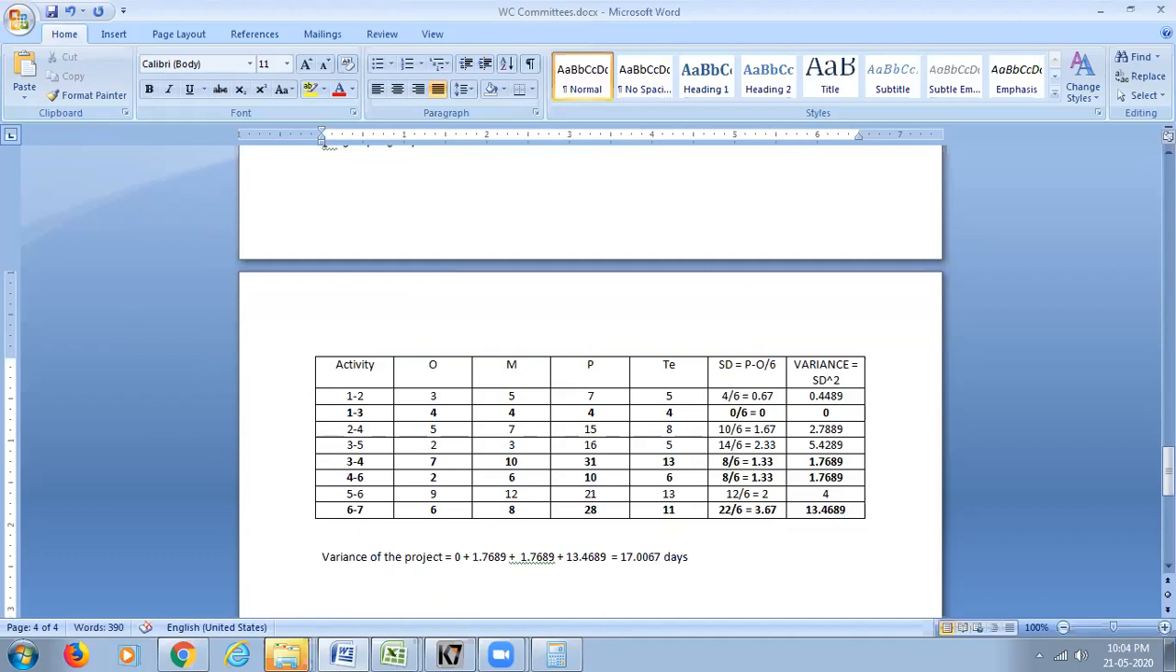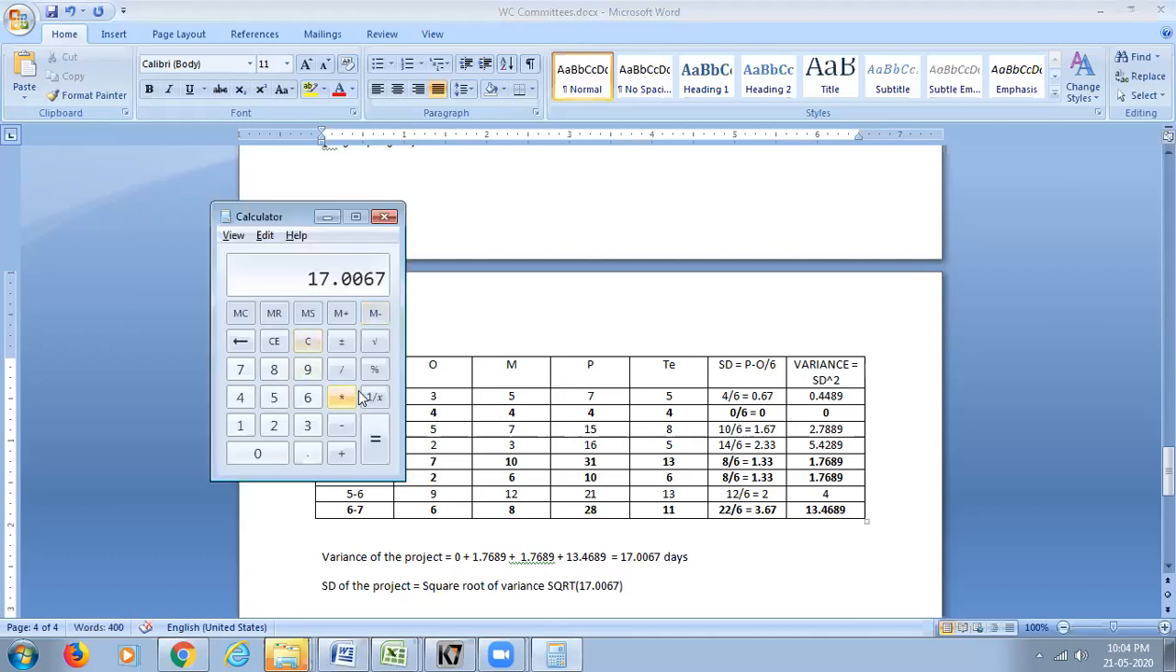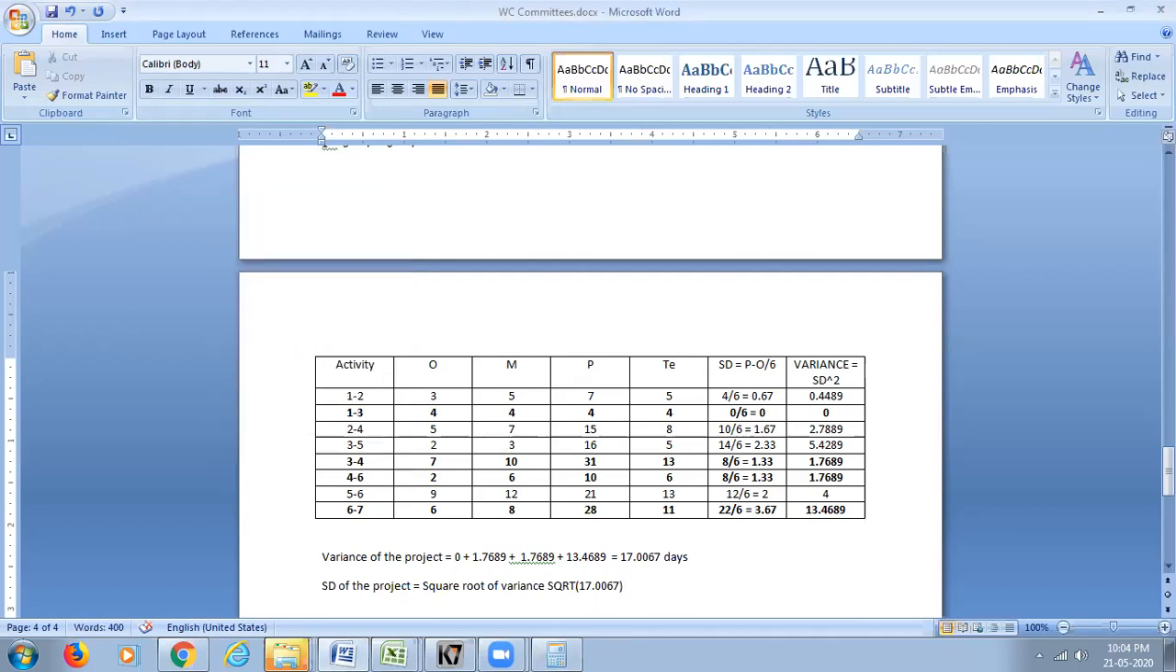In case the question asks what is the standard deviation of the project, the standard deviation of the project is equal to the square root of 17.0067, which is 4.1234 days.